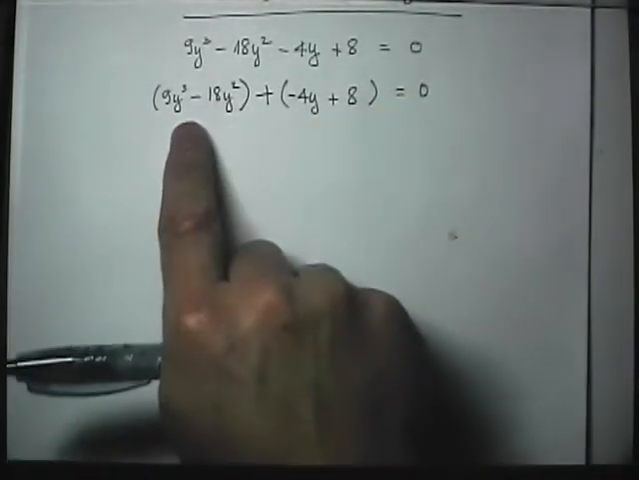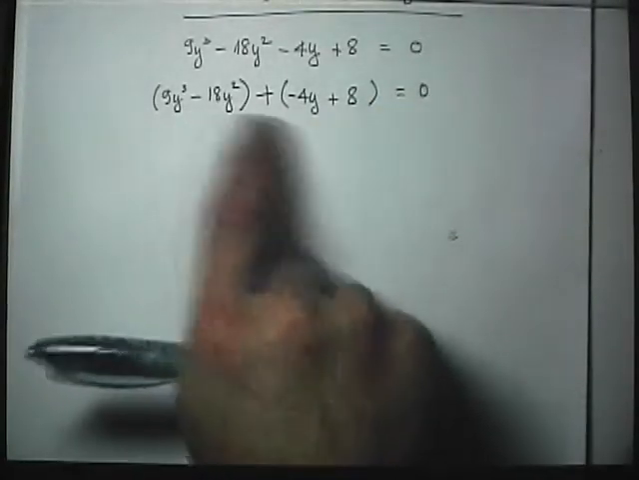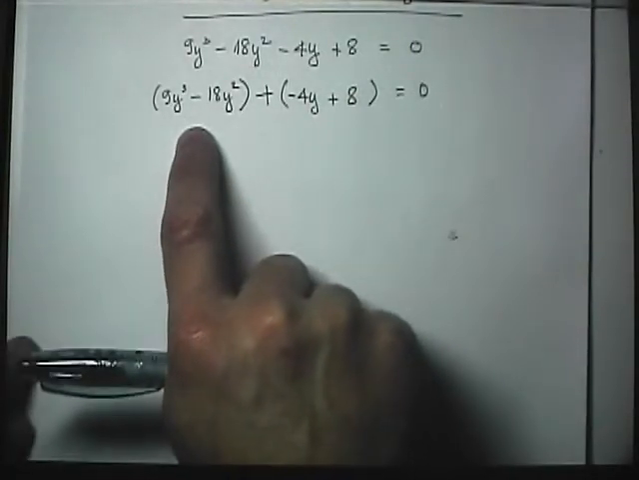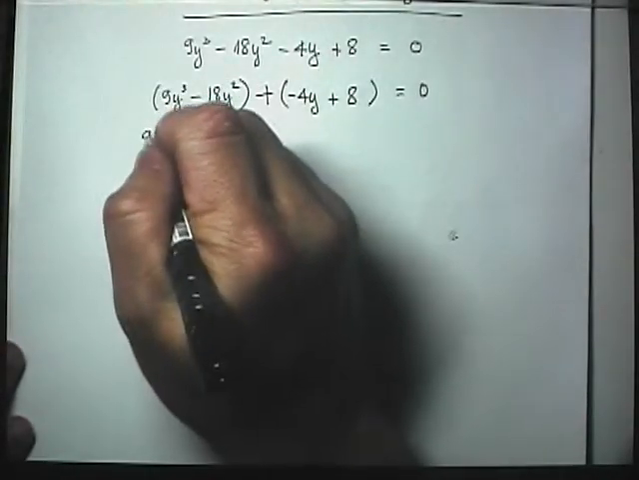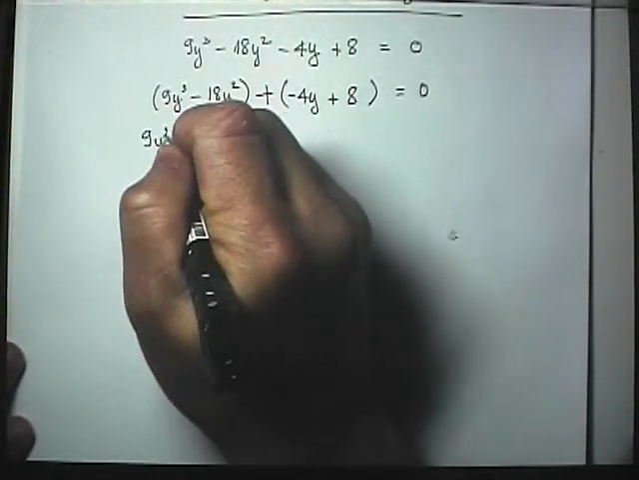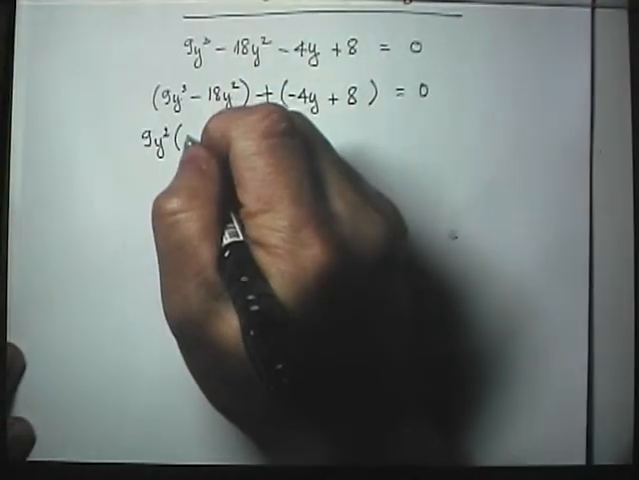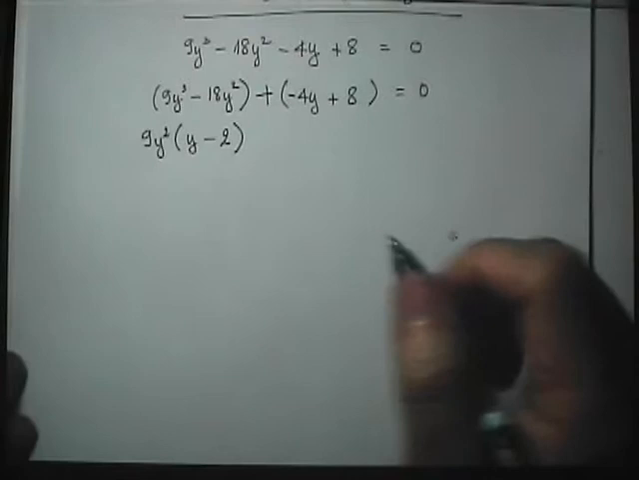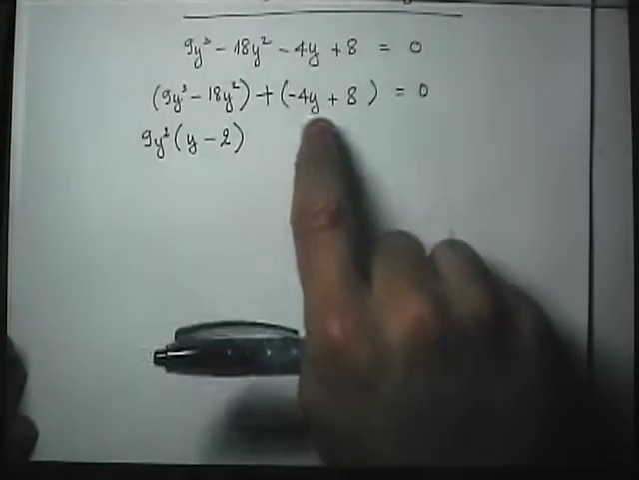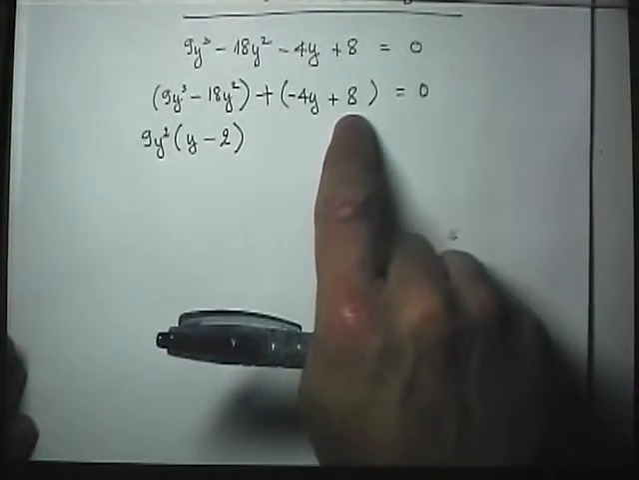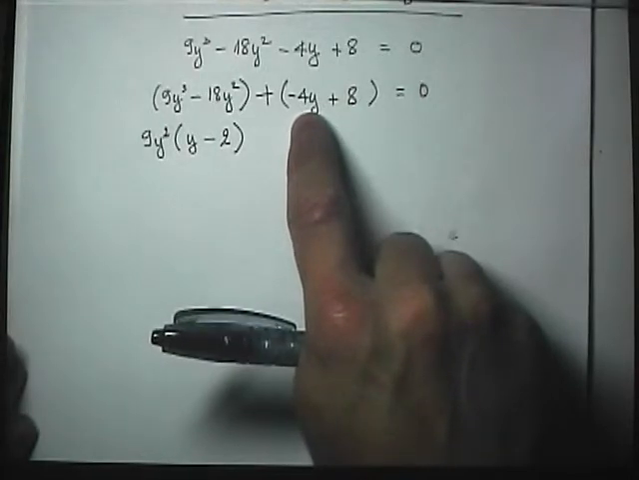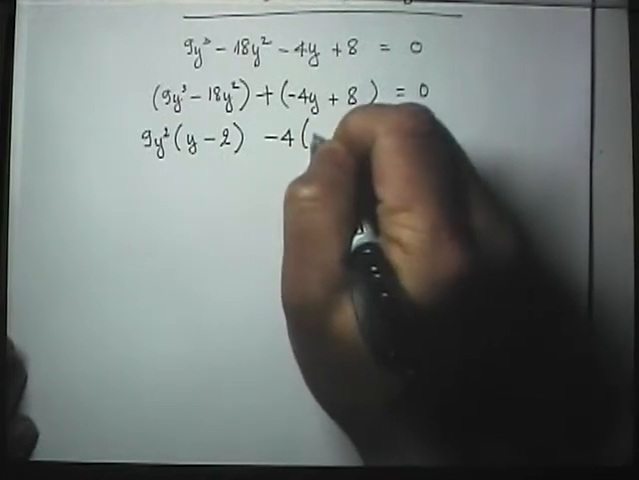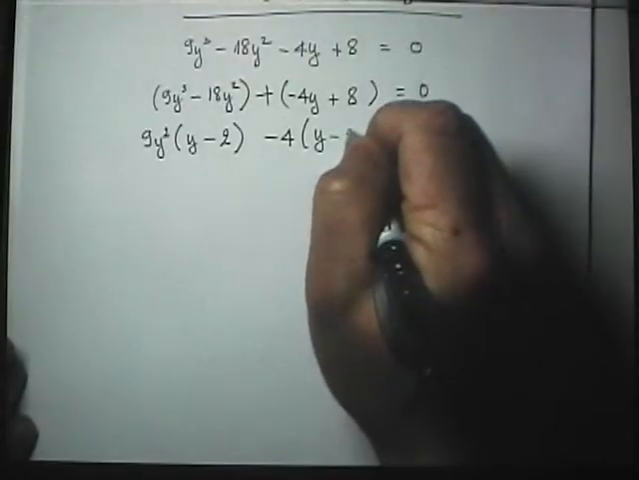Now it's time to start factoring out each group, pulling out a GCF from each group. The first group, I recognize the GCF here is 9y squared, so I'm going to pull out 9y squared with positive signs, which leaves me behind y minus 2 as my remaining terms for the first group. Now, for the two terms in the second group, minus 4 is going to be my GCF. So I'm going to pull out minus 4, and my remaining terms in the parentheses are y minus 2 once again.